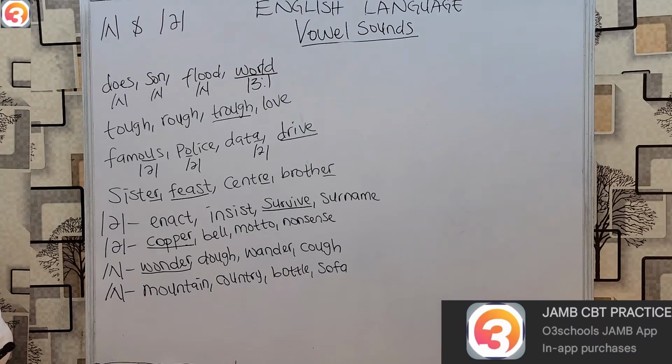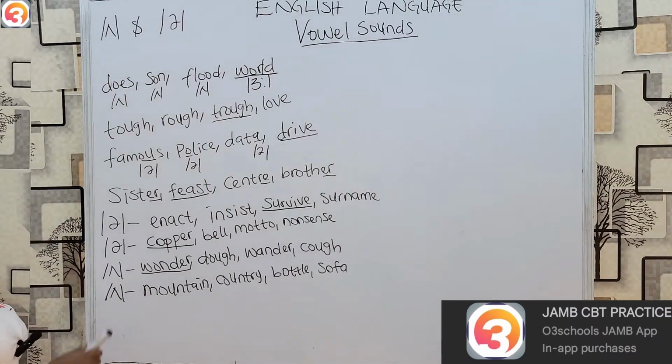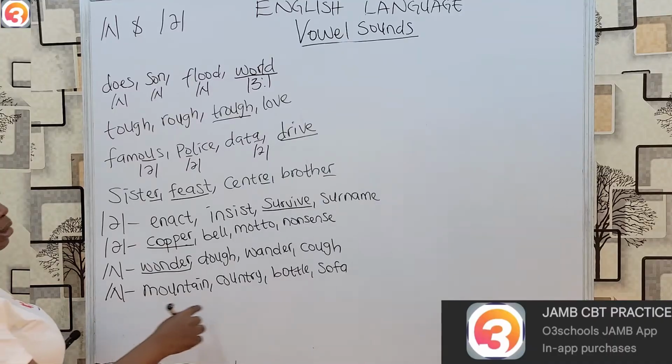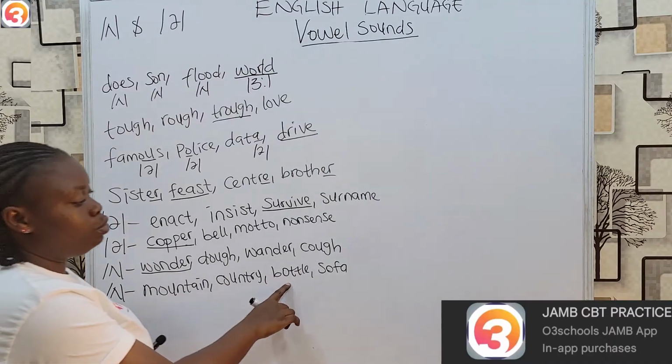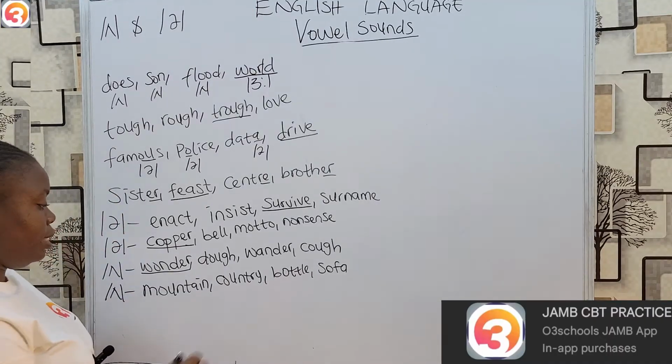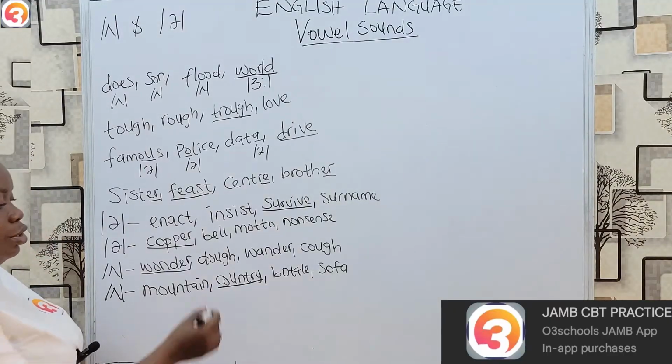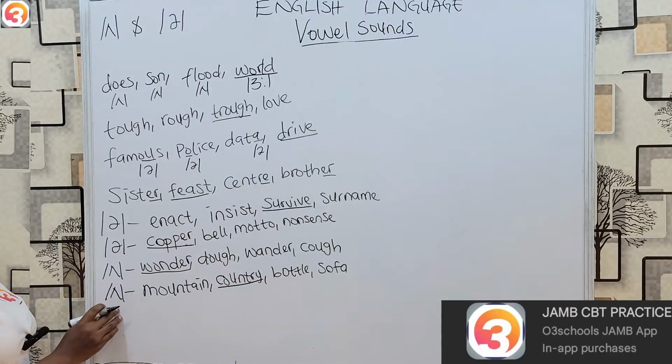So in pronouncing, we have the sharp uh sound. So which word here contains the sharp uh sound? This is mountain, this is country, this is bottle, this is sofa. So our answer becomes country. The OU there carries this sound.